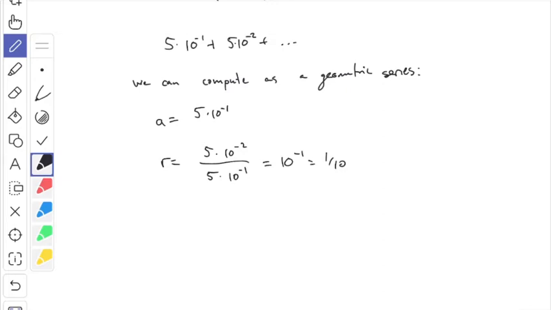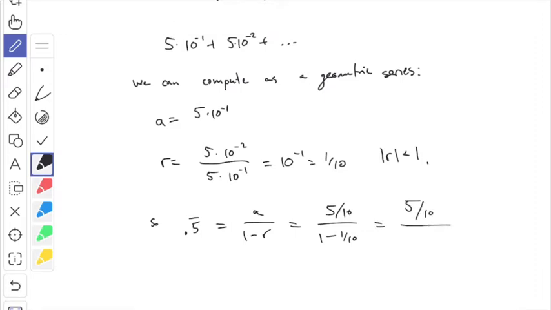And then we can use the formula. The r here is in the appropriate range for convergence: the absolute value of r is less than 1 in this case, because it's 1/10. So 0.5 repeating is equal to a over 1 minus r, which is 5 times 10 to the minus 1, divided by 1 minus 1/10, which is 5/10 over 9/10, which is 5 over 9, which is what I said it was at the beginning. But this is the real proof of why that is 5 over 9. Pretty great, I think. Any thoughts about that one?